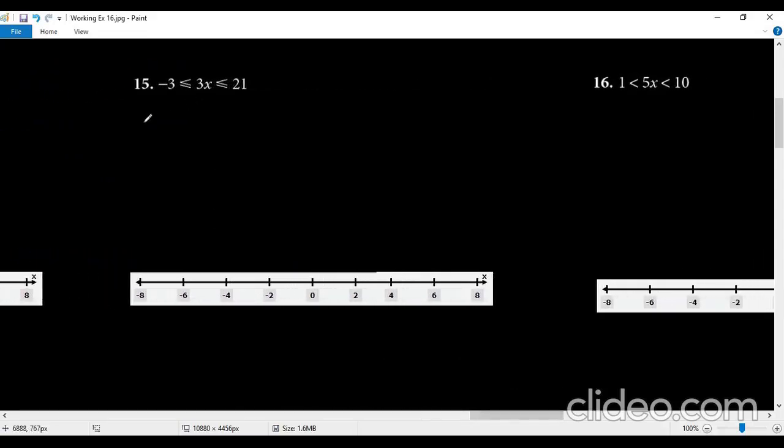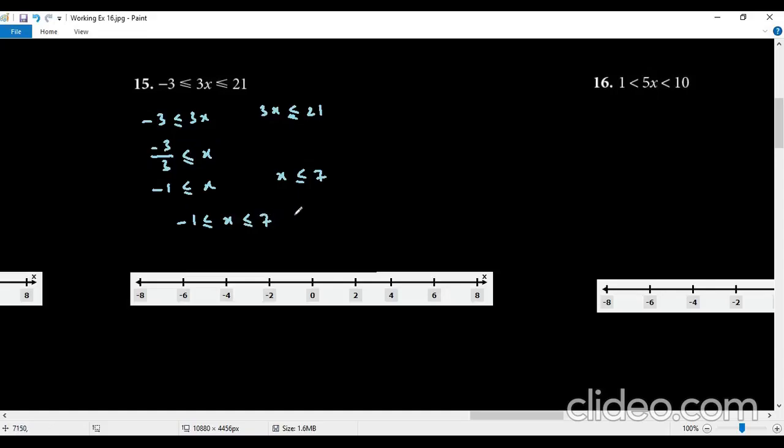Question number 15 is having negative 3 less than or equal to 3x, and 3x is less than or equal to 21. So there are two different things you'll see. Here you will have minus 3 over 3, that means minus 1, and in here you have x less than or equal to 7. So there are two values. Once you're writing the answer, you will write negative 1 less than or equal to x, and x is less than or equal to 7.